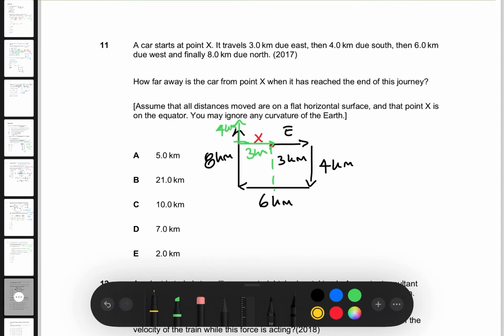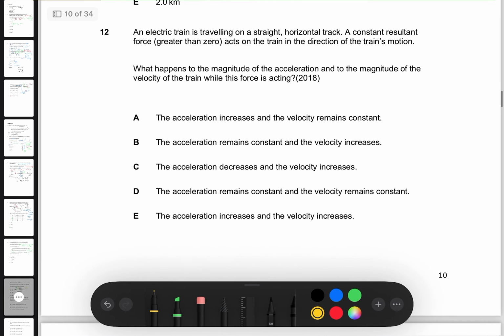So the way we can find the distance to X is to connect the tip of this vector to the tip of this vector. And as you can see, we have a triangle. And this is a famous triangle which goes by the dimensions of 3, 4, 5. The answer is A, 5 kilometers.